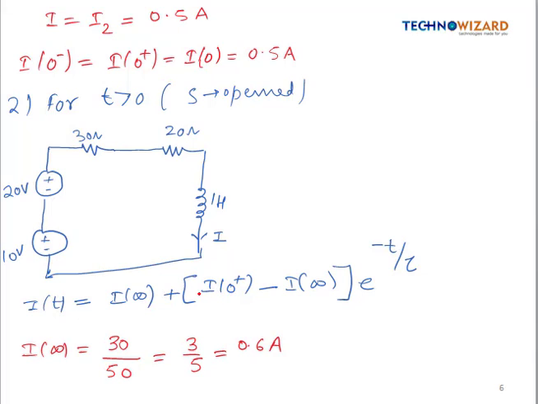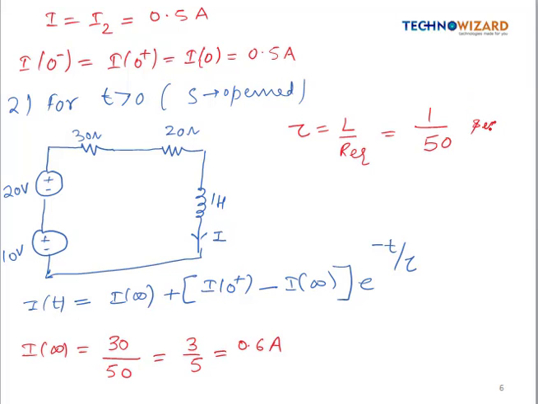We have already calculated the value of I0 positive. Now what is the time constant? So time constant tau is given by L by R equivalent, right? Here L value is 1, and what will be R equivalent? In order to calculate the value of R equivalent, the voltage source will act as a short circuit, so these two resistances will come in series. So we are getting 1 by 50 seconds, right?